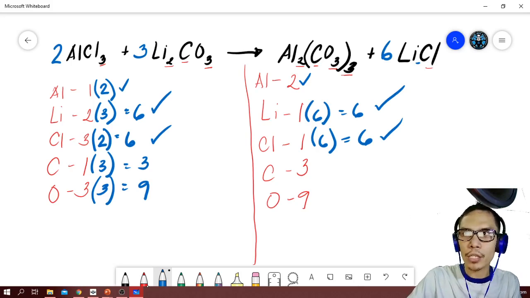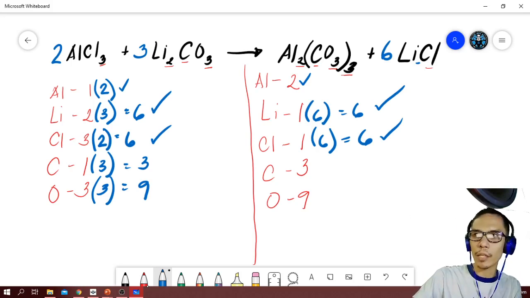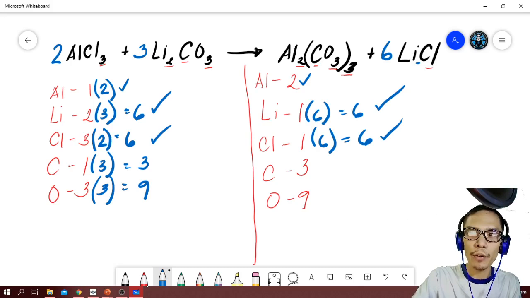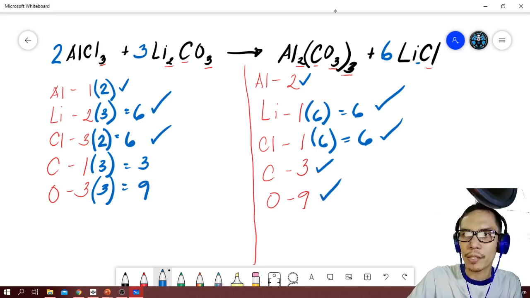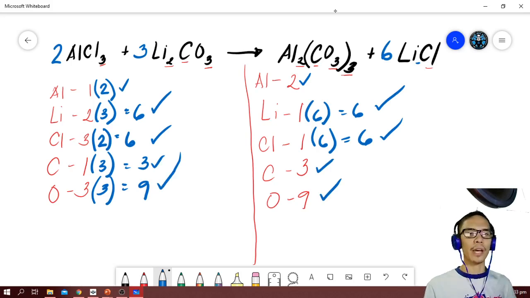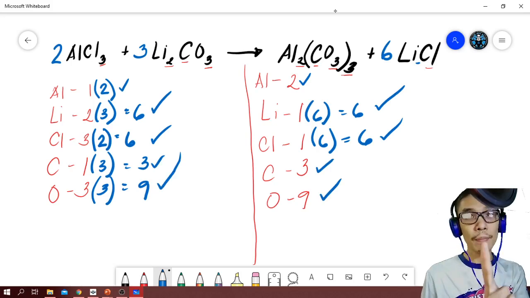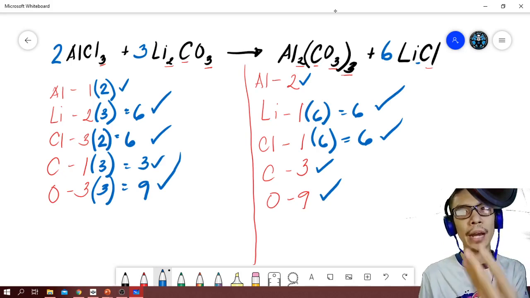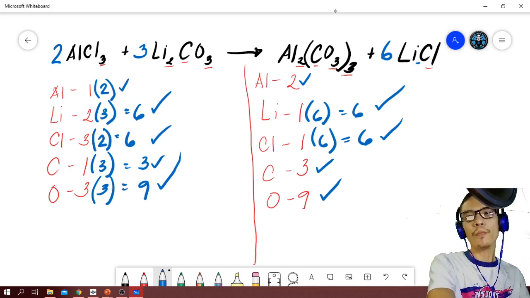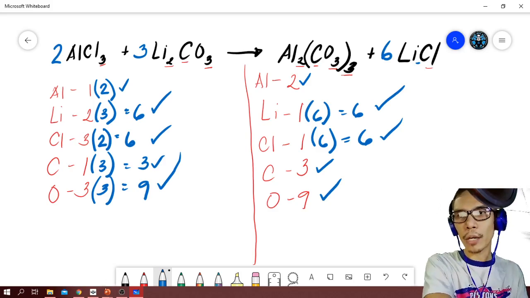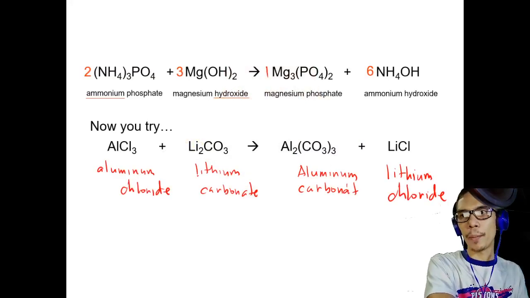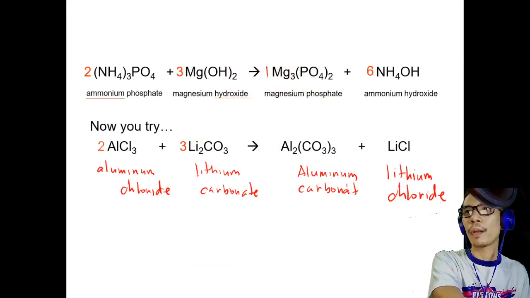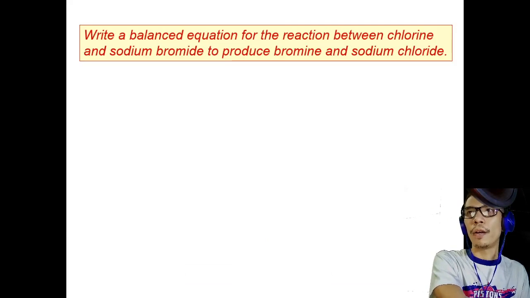Now, should we adjust this one? I think no. We will not adjust this further, so it will make it balanced. There you have it. So first thing is metal, followed by non-metal, then followed by oxygen and hydrogen respectively. Let's go back now to our point and see if that is correct.